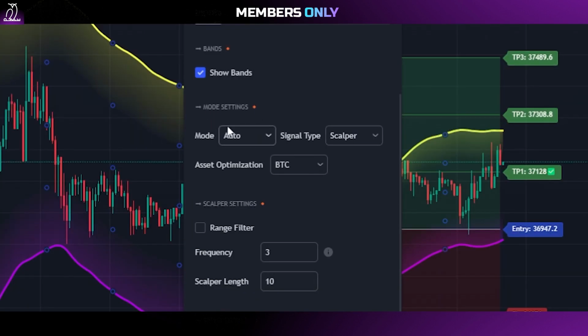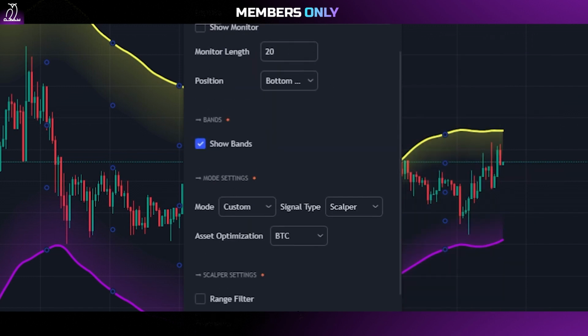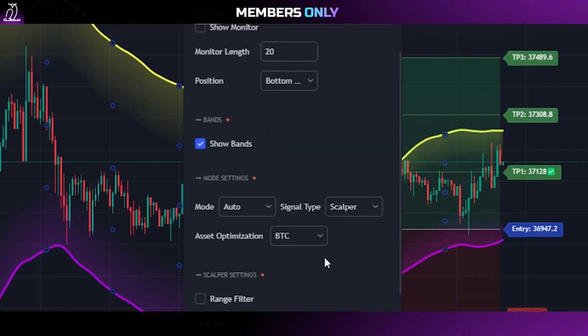Going into the mode settings here, we have the auto mode and then we have the custom mode. Now, auto mode is very good. It does everything for you, but custom allows you to tap into all of the customization down here. But let's keep it on the auto mode for now.